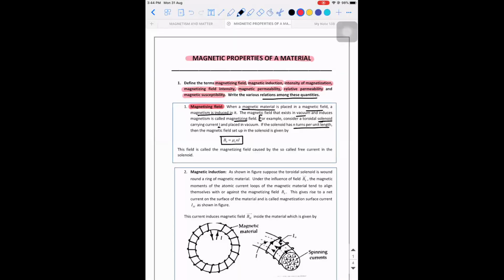I hope you're able to understand. So this is one such example. It is not a general formula for the magnetizing field. Don't get confused, okay? It is an example formula. In this case, which material is providing the necessary magnetizing field? In this example, it is the solenoid, or you can say it is a toroidal solenoid. So both have the same value. I hope it is clear.